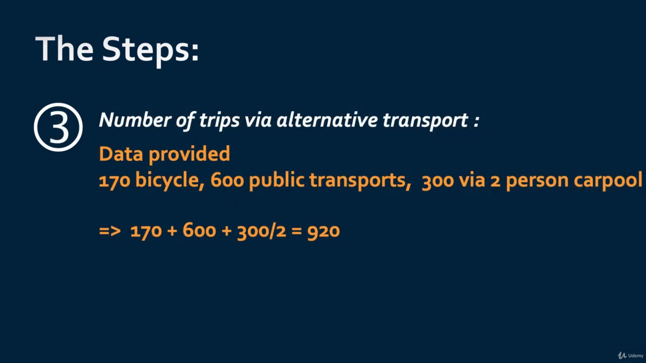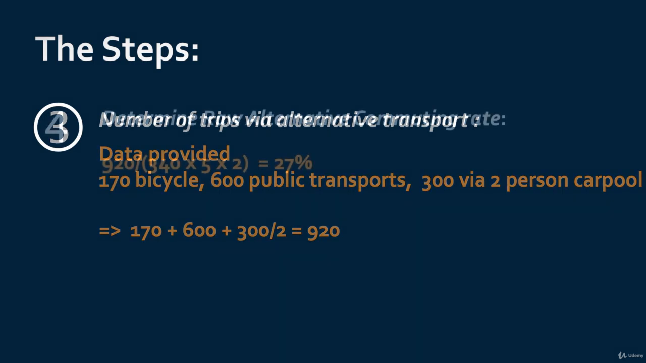And the next step, therefore, is to calculate the number of trips via alternative transport. And again, this data is provided. In this particular example, 170 trips via bicycle, 600 via public transport, and 300 via 2-person carpool. To calculate the alternative transportation rate: 170 plus 600 plus 300 divided by 2 for the 2-person carpool. Together, 920.